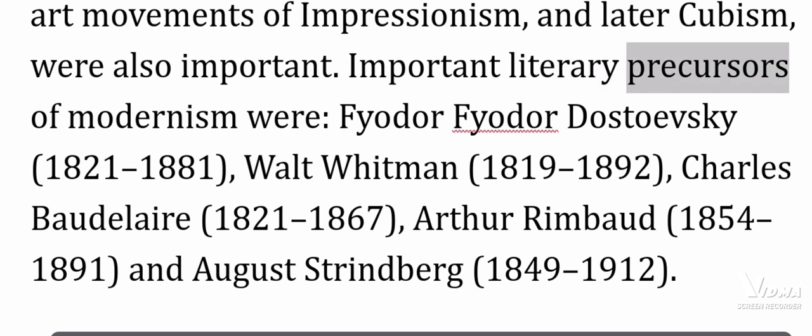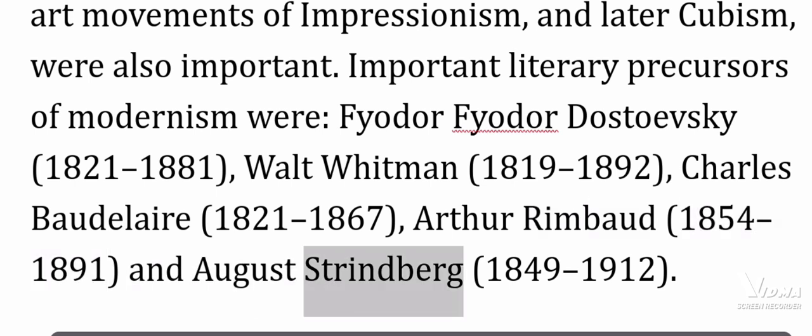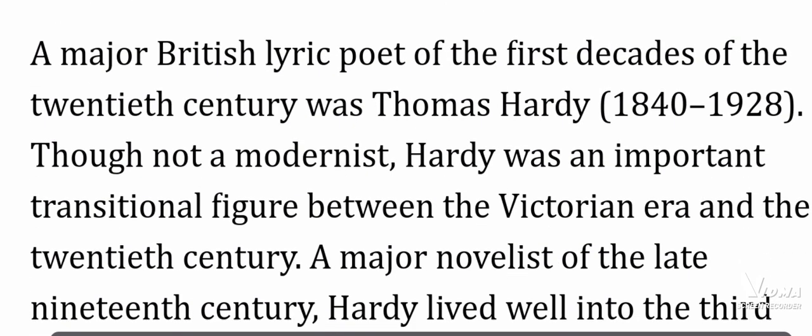Important literary precursors of modernism were Fyodor Dostoevsky, 1821 to 1881, Walt Whitman, 1819 to 1892, Charles Baudelaire, 1821 to 1867, Arthur Rimbaud, 1854 to 1891, and August Strindberg, 1849 to 1912.